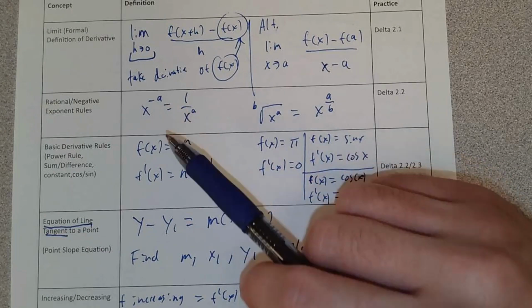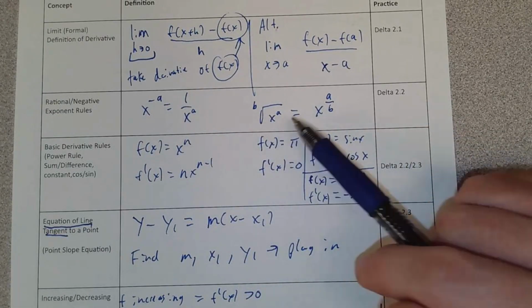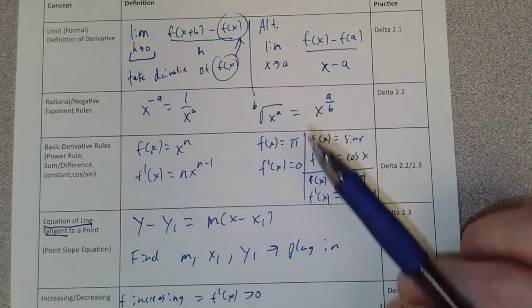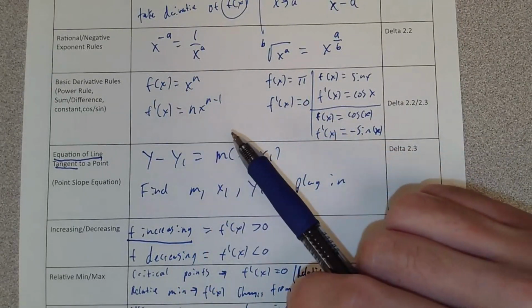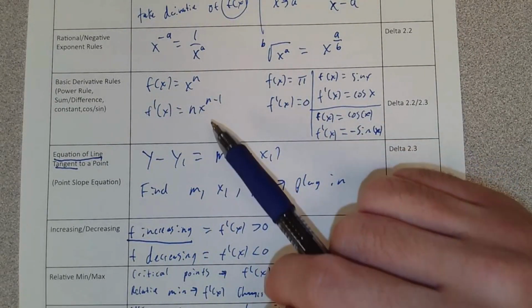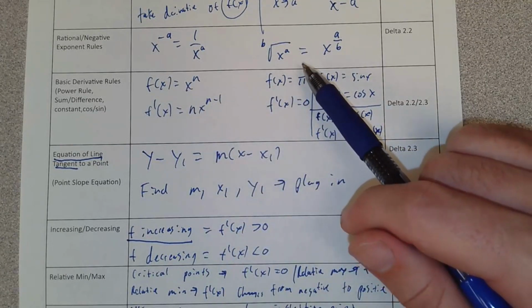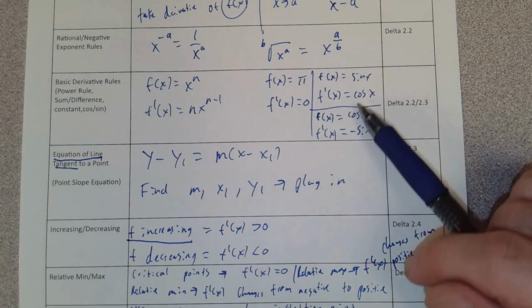You have the exponent rules. x to the power of negative a is 1 over x to the a, and the b root of x to the a is x to the a over b. Really important that you know both of these. Then you need to know the basic power rule, obviously. Super important that you're very fluent in it. That constants are 0, and then sine and cosine.